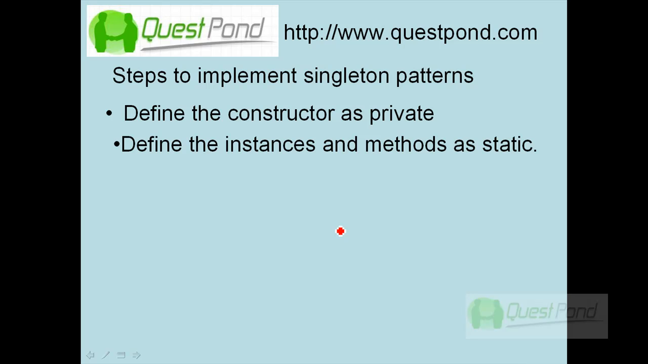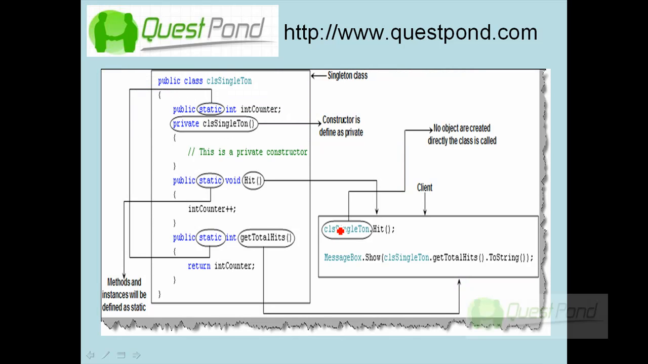Second, define all your methods and instances as static. Once you define your methods as static, basically only one instance of the object is created. The static keyword is a programmatic implementation. For example, if you're using C# or Java, you'll find the static keyword is a way to implement the Singleton pattern. So here is the simple Singleton class which I've created.